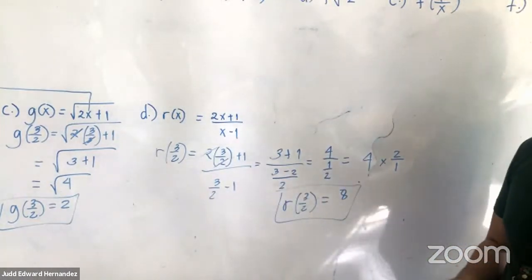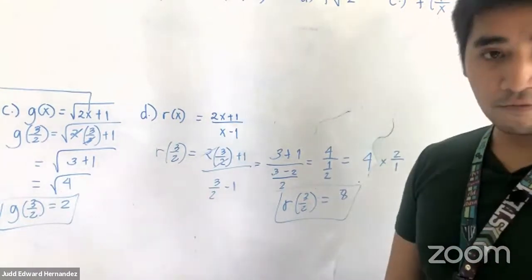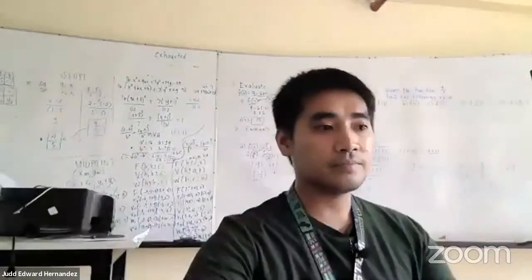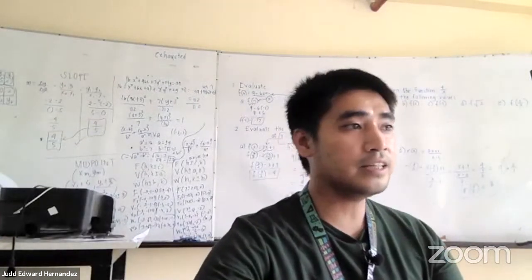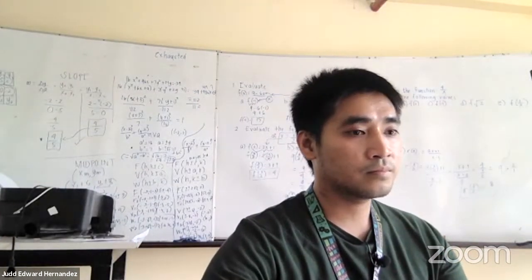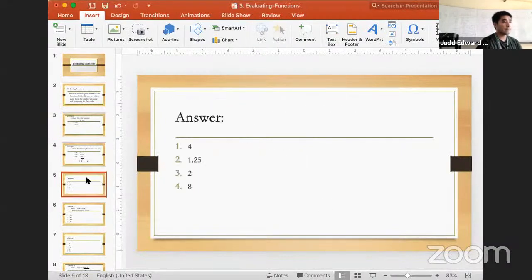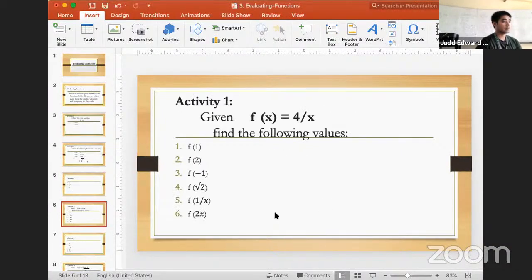Okay, so let's have another given. And for another given, let's just share this screen. And for another given, f of x is equal to 4 over x. Find the following values.